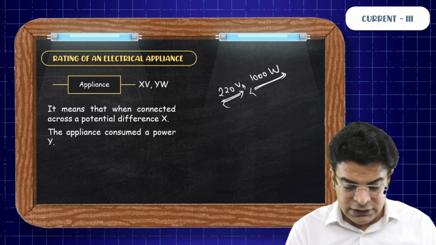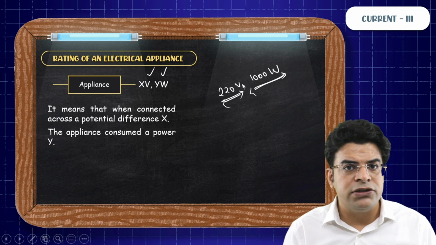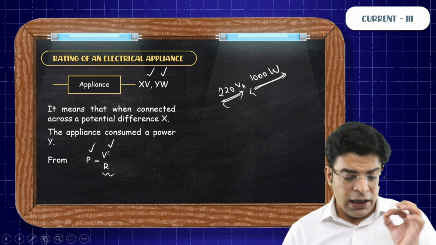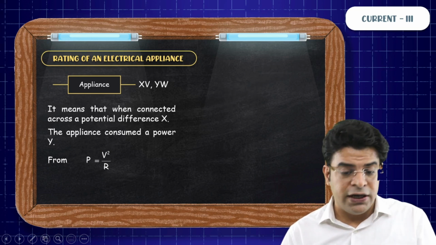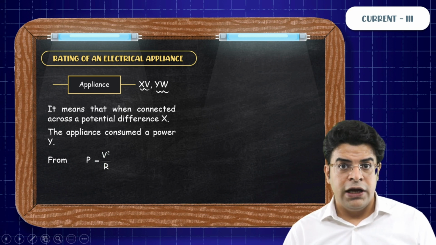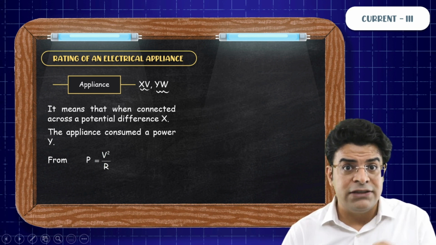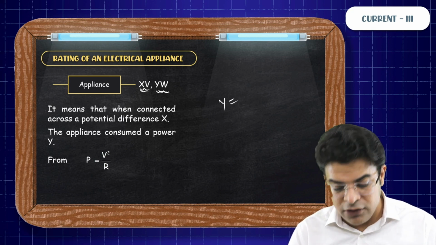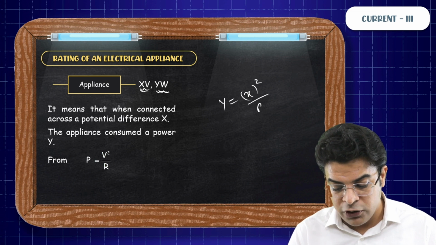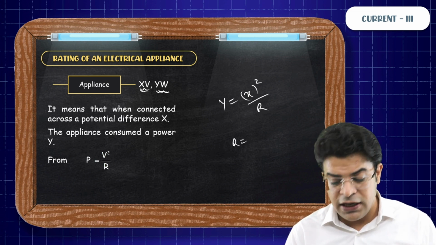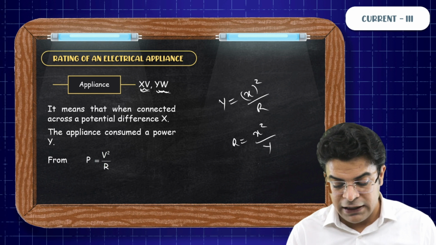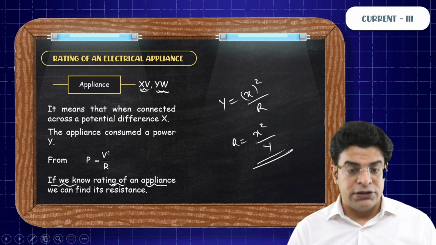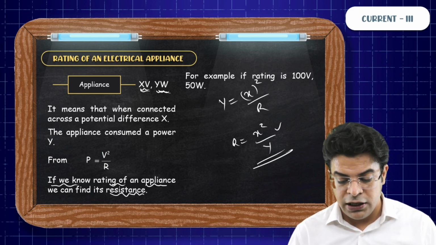Now, using this data, you can find the resistance of the appliance. How? Since we know power equals V square by R, if a particular appliance is rated X volt, Y watt, it means that the power consumed by the device when connected across a potential drop of X volt is Y watt. So Y equals the potential drop whole square upon resistance. So the resistance of this appliance has to be X square by Y. This will be the resistance of the electrical appliance.